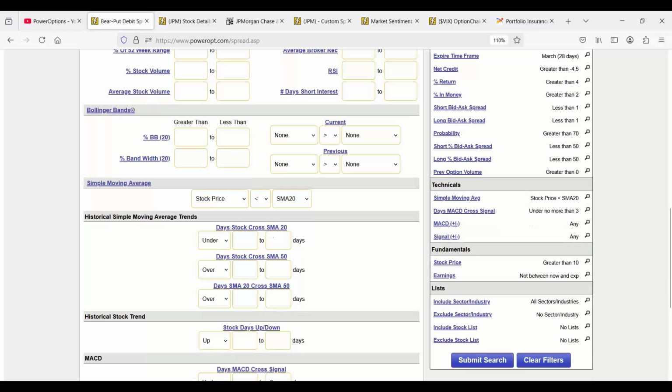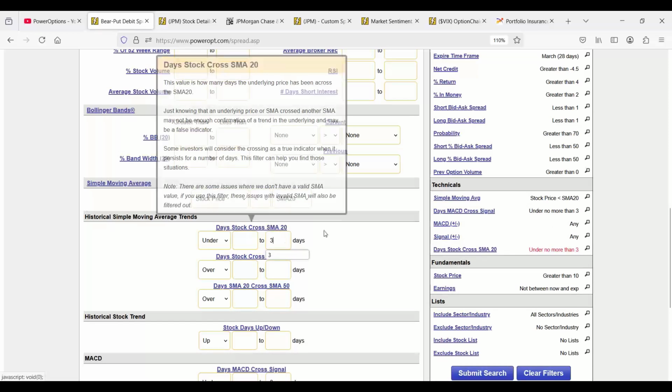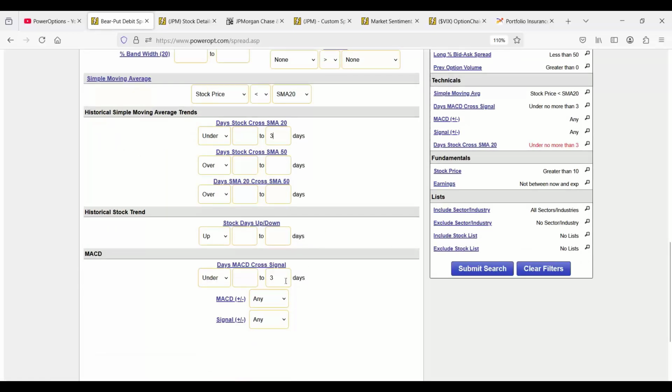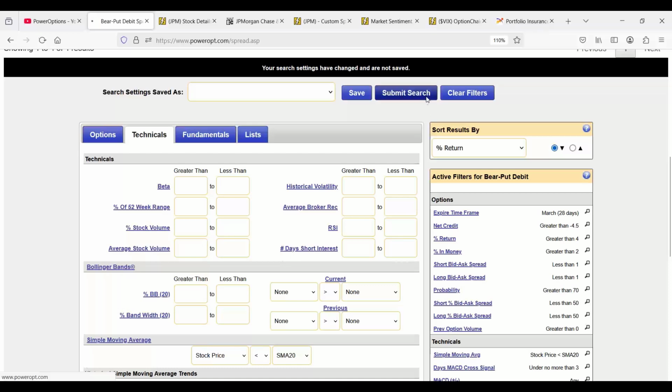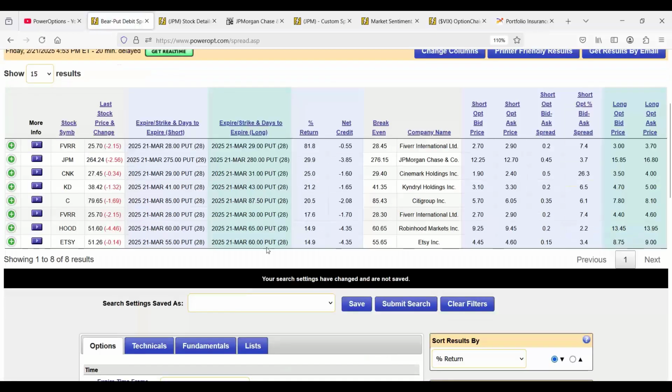You can look for positions that just had a recent break in a trend below the 20-day moving average, crossing under MACD, crossing under the signal line in the last 3 days. We opened that up a little bit, so let's see if we get some more results. There we go. Yeah, Fiverr was one of the ones that was on the default search. I think CNK came back up in, KD was there, and Etsy.